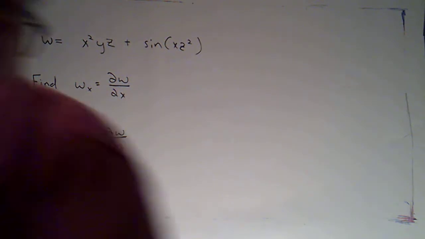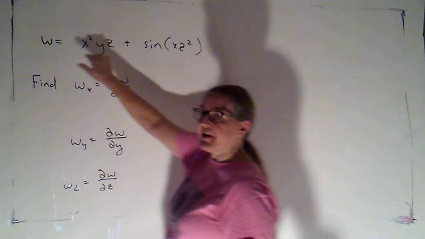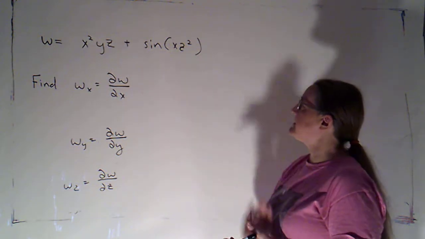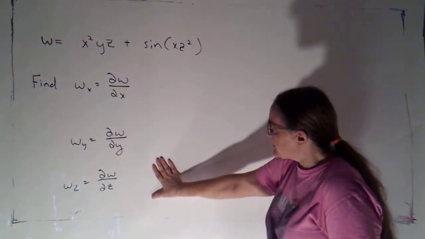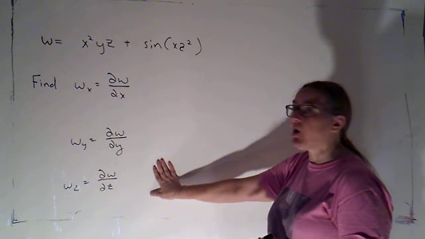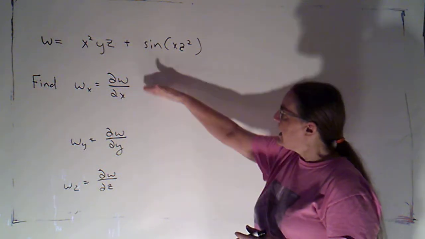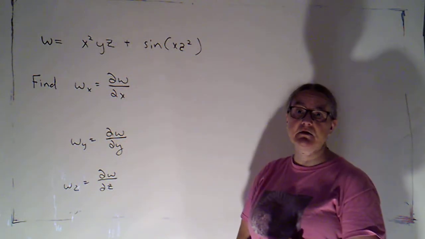I've got a function of 3 variables up on the board here. So w is our output variable. That's a function of x, y, and z: x squared yz plus sine of xz squared. Okay. And in a moment, I'm going to have you pause the video and find the 3 partial derivatives that we can with respect to x, y, and z. And I've just reminded you here of the alternate forms of notation that we can use for that.